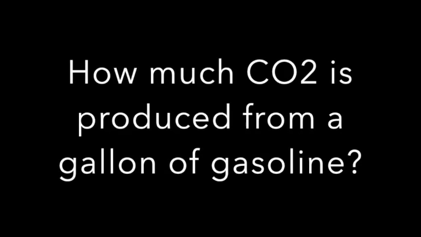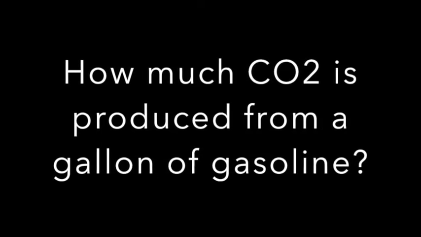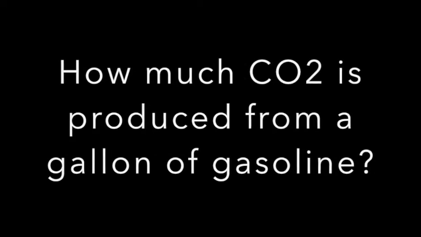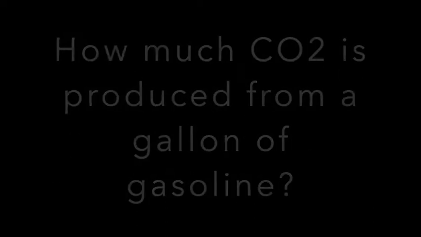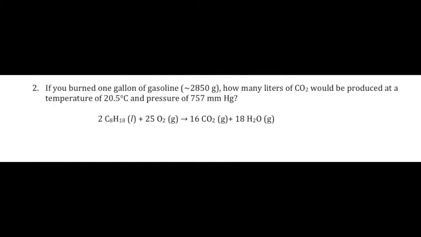So, question for you. If you burned 1 gallon of gasoline, which is approximately 2,850 grams of gasoline, how many liters of CO2 would be produced at a temperature of 20.5 degrees Celsius and 757 millimeters mercury of pressure, given the balanced chemical reaction below? Let's try to figure that out.